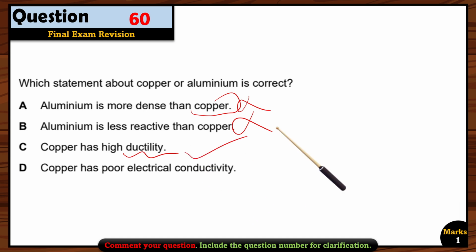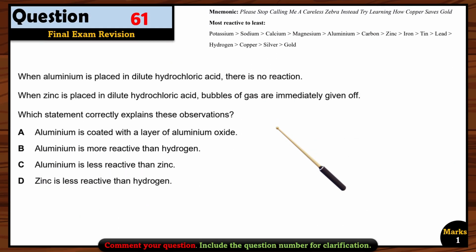D is wrong. Why? Because metals are very good conductors of electricity. So this option is not right. Option C is the correct option. Let's see question 61. When aluminium is placed in dilute HCl, there is no reaction. When zinc is placed in dilute HCl, bubbles of gas are immediately given off. Which statement correctly explains these observations?